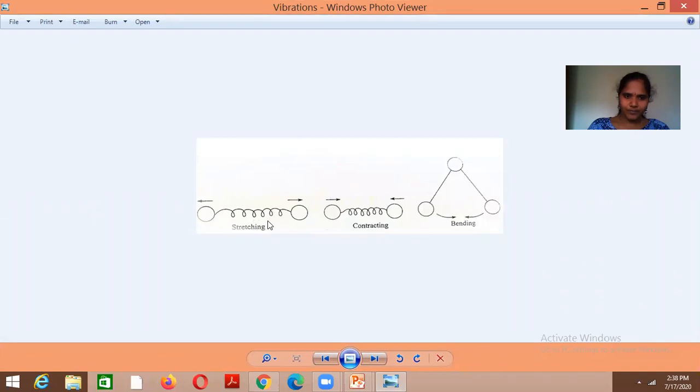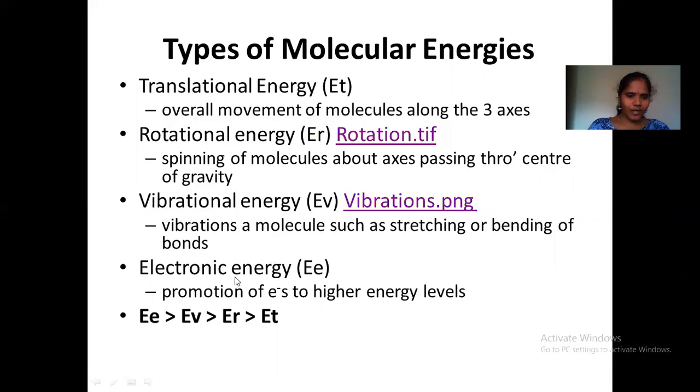And the next type of energy is vibrational energy, which is associated with 3 different types of movements. One is stretching, the bond can be stretched, the other is compression, and the other is bending. If a molecule is subjected to any of these movements, the energy associated with them is considered vibrational energy. And electronic energy is the promotion of an electron from a lower energy level to a higher energy level, and the energy associated with that is called electronic energy.